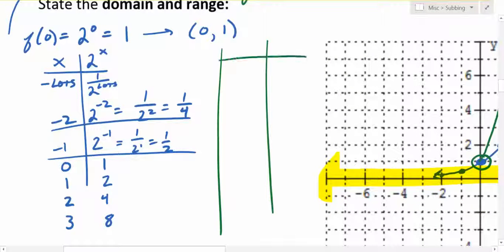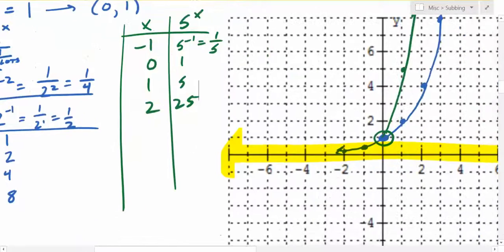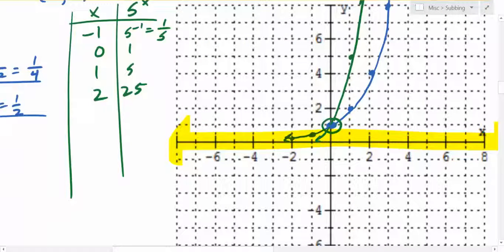Let's just do a few values. So we have x and 5 to the x. How about -1, 0, 1, and 2? Well, that's 5 to the -1, which is 1/5. And this is 1, and this is 5, and this is 25. So this actually goes down below right here. Does it do the same thing? Does it ever touch the x-axis?